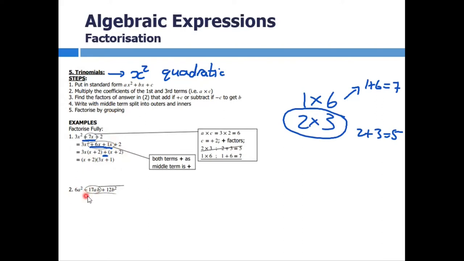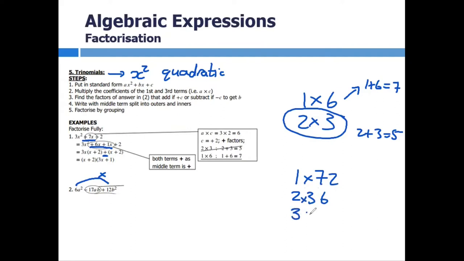Okay, same thing here. We're going to go 6 times 12. 6 times 12 gives me 72. Here we're checking my quick maths. So we've got 1 times 72. I'm looking through all my factors of 72. Why 72? Because those are the numbers I multiplied. I could go 2 times 36.